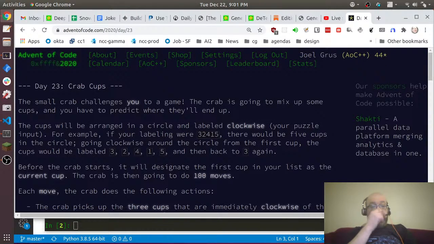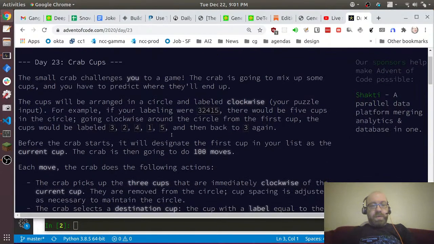Okay, a small crab challenges you to a game. The crab is going to mix up some cups and you have to predict where they'll end up. The cups will be arranged in a circle and labeled clockwise. Puzzle input. For example, if you're labeling them 3, 2, 4, 1, 5, there would be 5 cups in the circle. Going clockwise around the circle from the first cup, the cups will be labeled that. Before the crab starts, we'll designate the first cup in your list as the current cup.